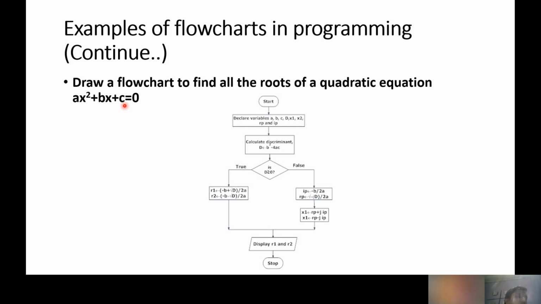Then equation for roots, I can say, that is minus b plus or minus root delta upon 2a. Right? So plus or minus says that one is root 1, another is root 2. Minus b plus root delta upon 2a, that is root 1, minus b minus root delta upon 2a, that is root 2. Right? Now what is the condition for that?